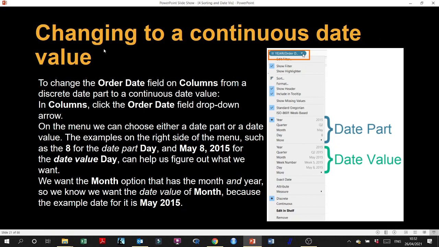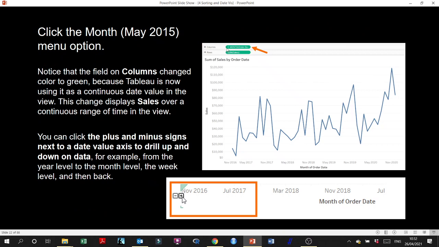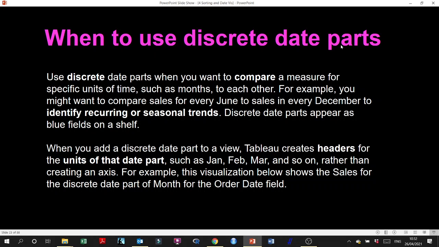And now we saw how we can change from discrete to continuous. I would like you to check what happens when you click on the plus and minus sign here, meaning when you drill down into the date. Now this is a little summary. Let's go back to discrete. What happens? You can compare a measure for specific units of time, such as months, to each other.